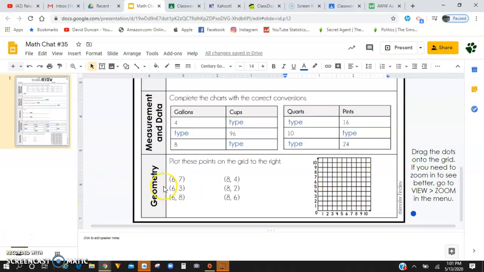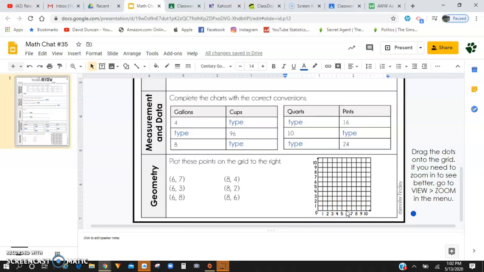You're always going to start with the x-axis, which is on the bottom, and then up top here is the y-axis. The first number in your coordinate is always going to be your x. The second one is going to be your y. So if you have 6, 7, starting with x, I'm going to go over 6 spots on my x. Once I'm over 6, then I need to go up 7 on my y.